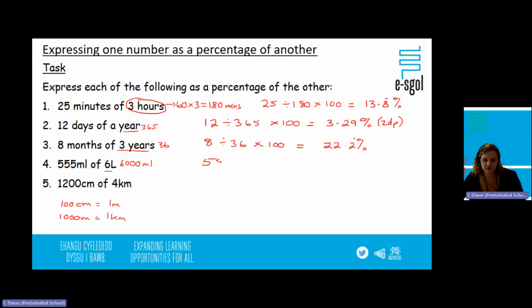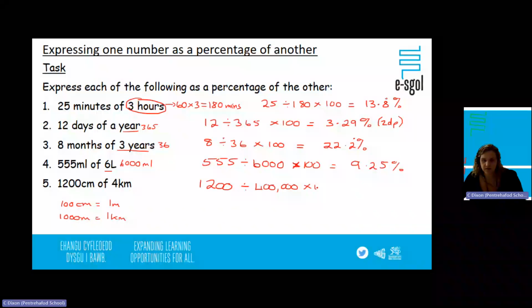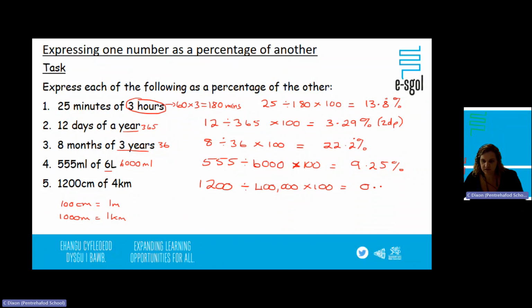Number 4, 555 divided by 6,000. Oh, I missed out my times 100 here. Times 100, and then that is 9.25%. And then finally, this one at the bottom, obviously 1,200 for the centimetres. Now the number you should have been dividing by was 400,000. There's 5 zeros on there. Times by 100, giving you, and it's quite a small one, 0.3%. Okay, and that was then 4 multiplied by 100 and multiplied by 1,000, giving you that 400,000 for that part there.